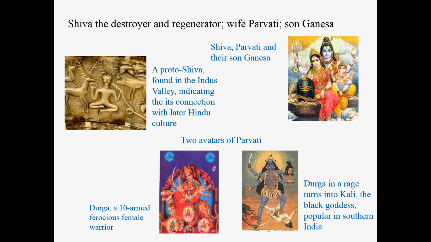Parvati is also said to have two different avatars. In one avatar, she appears as Durga, a very ferocious female warrior with 10 arms, here pictured on the left. Another avatar is Kali. When Durga is enraged, she turns into Kali, a black goddess, and she is very fierce, taking heads off of the enemy, and she's very popular among Hindus who live in southern India.